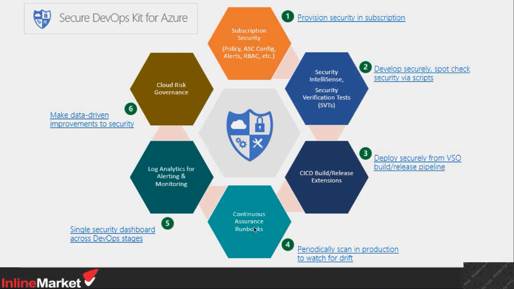Then we have continuous assurance runbooks, the fourth focus area. The idea here is to set up an automation account that runs all the security controls and checks on your subscription and services on a periodic basis. So you can actually check for drift. For example, once the services are in production, it will help in seeing if there has been a change in security status for better or for worse. So again, you can see how much your security has drifted to make informed policy decisions.